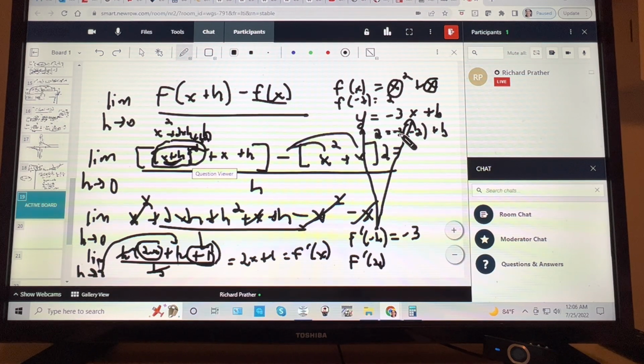2 equals, that's 6 minus 6, b equals -4. So the equation of the tangent line is y equals -3x minus 4. So a line that goes through -4 on the y-axis has a slope of -3.